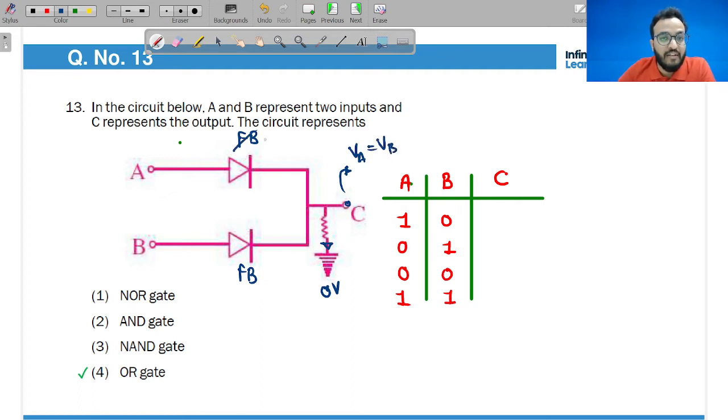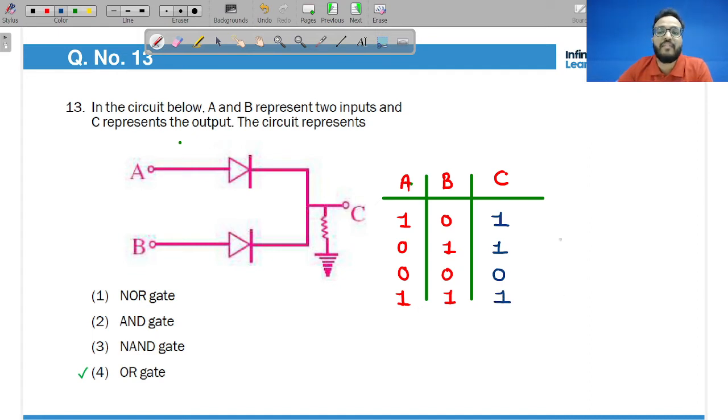But if both are reverse biased, then what will happen? Then there will be no current, and the potential of C will remain 0 only. That means the potential of C will be V volts only if there is current, and if there is no current, the potential at C will also be 0. So if any one of them is forward biased, then C will have the same potential as A or B. Any one of them. If both of them are reverse biased, then the potential at C will be 0. And if both of them are forward biased, so obviously what kind of gate does it look like? You can see it's an OR gate.